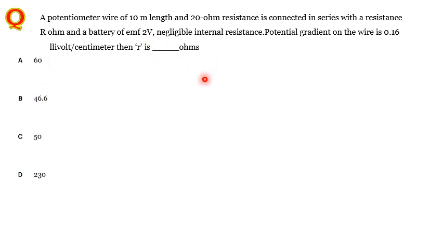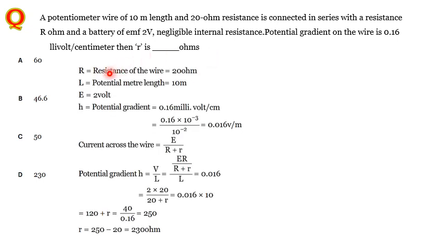Before going to that, first always write down what data has been given. The resistance of the wire is 20 ohm, the potentiometer length is 10 meter, the battery EMF is 2 volt, and the potential gradient they have given is 0.16 millivolt per centimeter. You just convert millivolt into volt, 10 power minus 3 volt, and centimeter into meter, 10 power minus 2. So if you cancel this, it is 0.016 volt per meter.